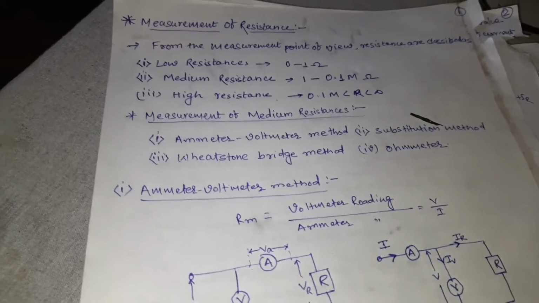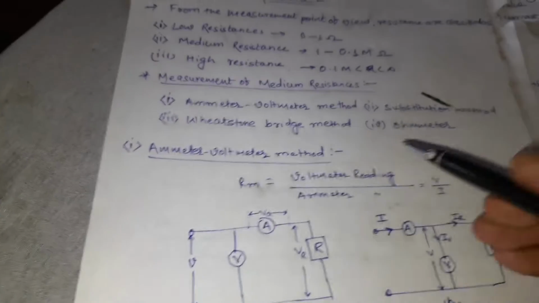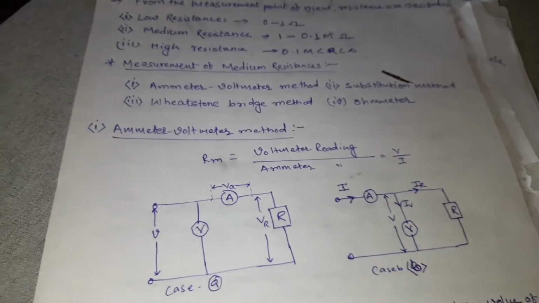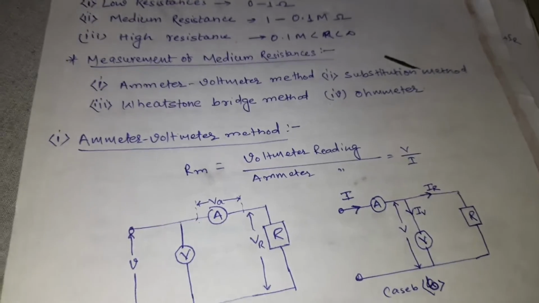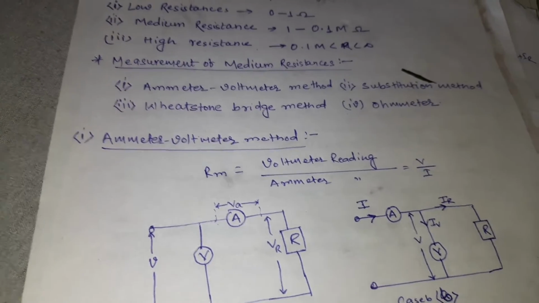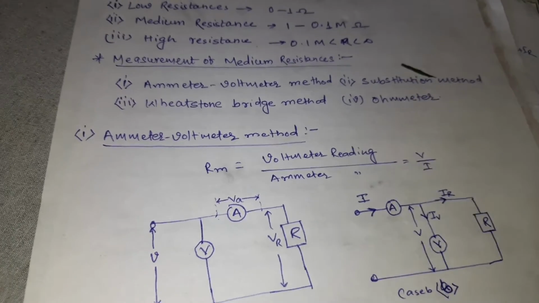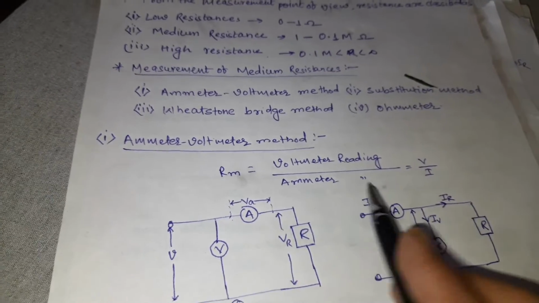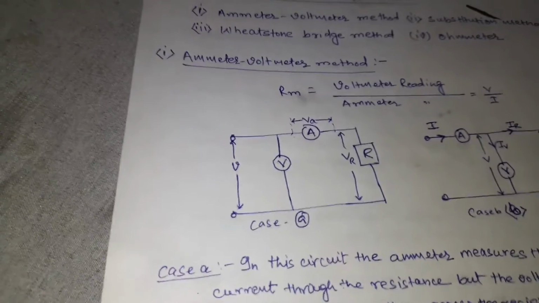So we start with the first conventional method, the ammeter-voltmeter method. This method is used mainly in the laboratory, where we apply some voltage across the resistance and measure the voltage across the resistance and the current through it. The measured resistance is equal to V by I, that means voltmeter reading divided by ammeter reading.